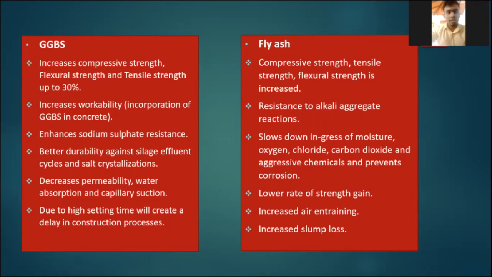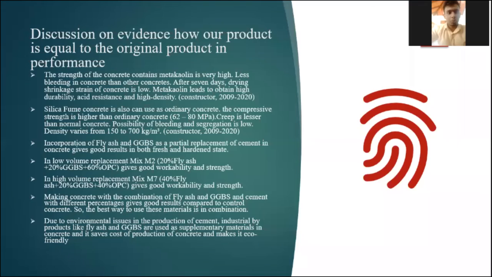In the next slide, we will see the evidence to show that these are the best fits to be placed as cement. The strength of concrete containing metakaolin is very high, with less bleeding than other concretes. After 7 days, the drying shrinkage strain of the concrete is low. Metakaolin leads to high durability, acid resistance, and high density.